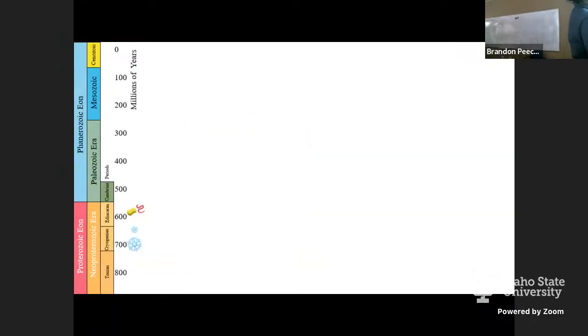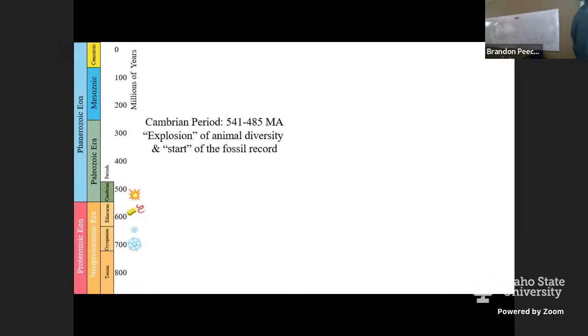Okay, so here's our geological time scale again. Oh, I know. I was just going to show you guys that animal diversity moment, because all these plates show up at about the same time.